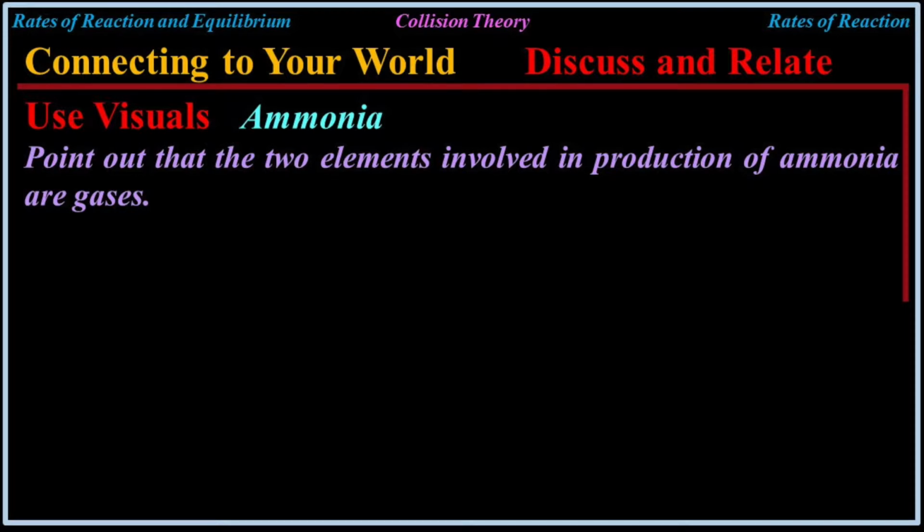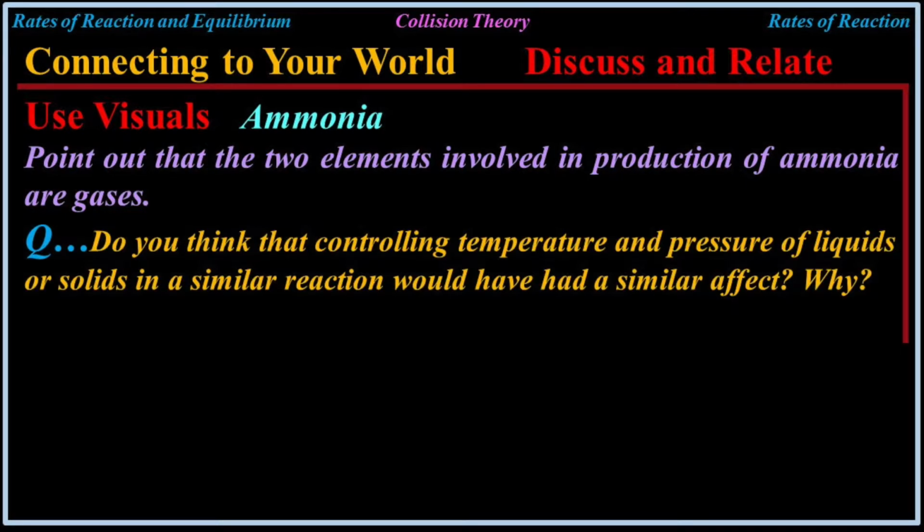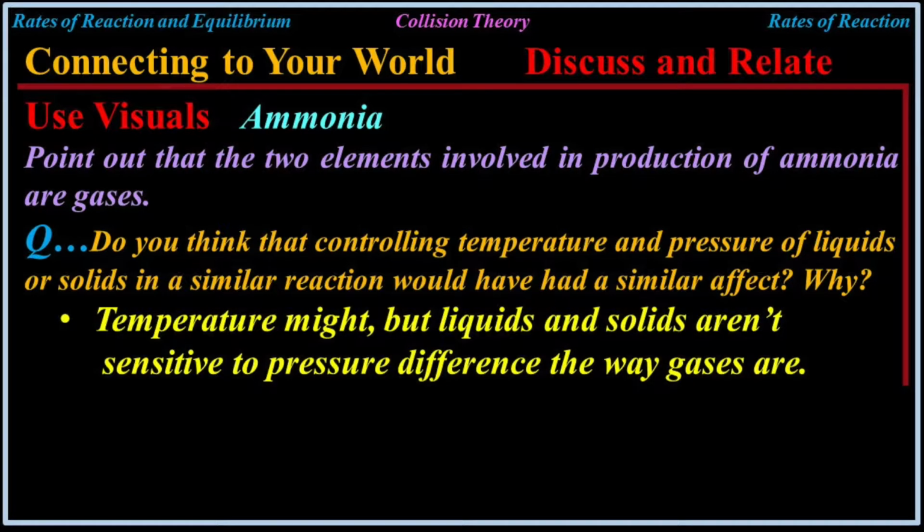Point out that the 2 elements involved in the production of ammonia are gases, hydrogen and nitrogen, at room temperature. Do you think that controlling temperature and pressure of liquids or solids in a similar reaction would have had a similar effect? Why? Temperature might, but liquids and solids aren't sensitive to pressure difference the way gases are.